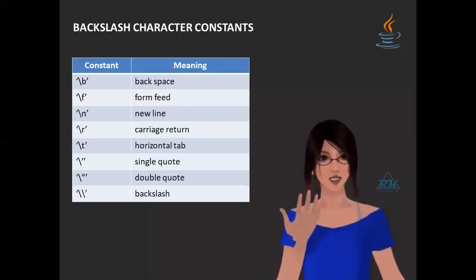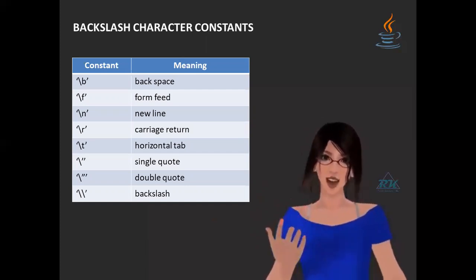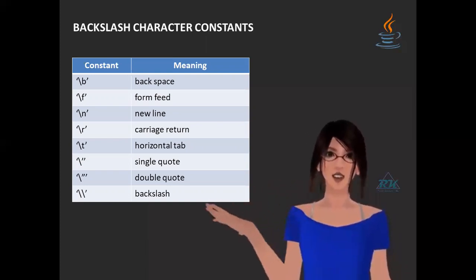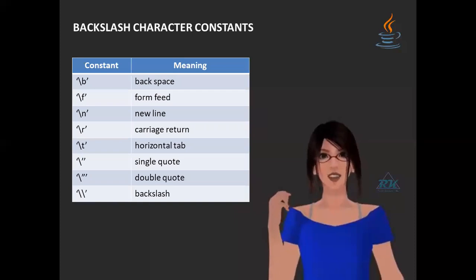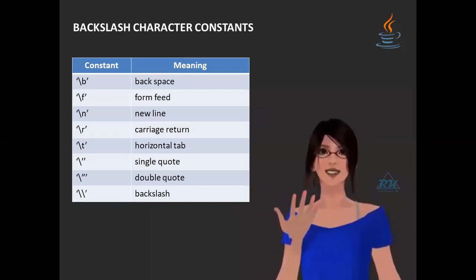Backslash character constants. Java supports some special backslash character constants that are used in output methods. For example, the symbol \n stands for the new line character. Similarly, please find the list of backslash character constants.